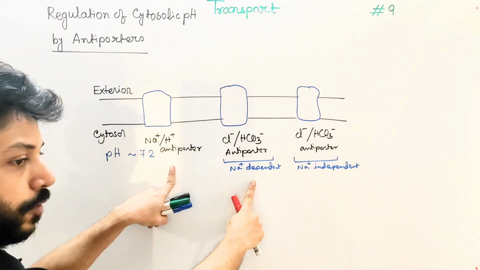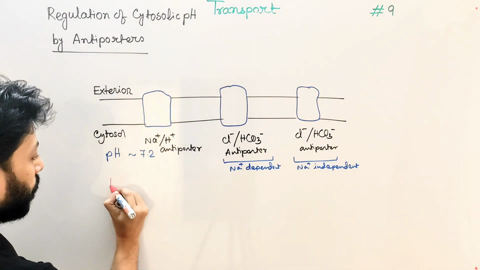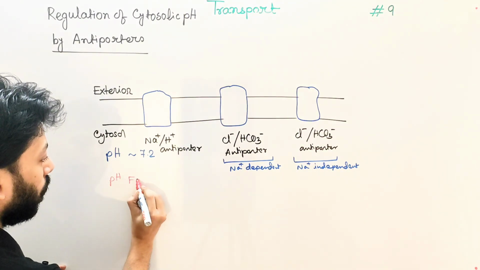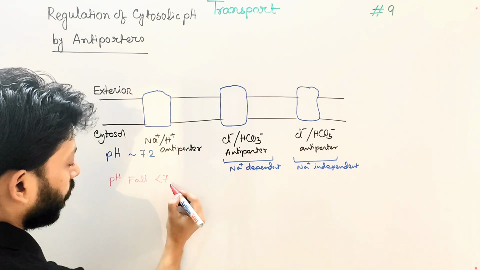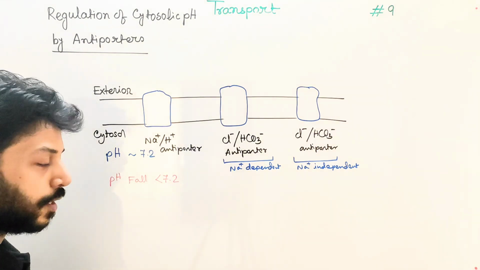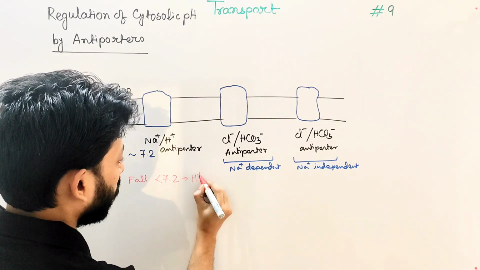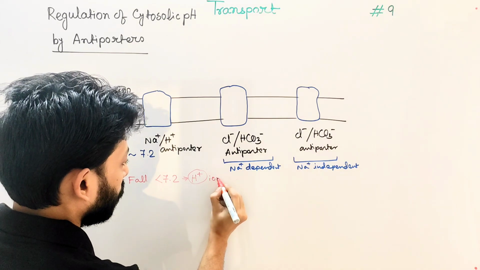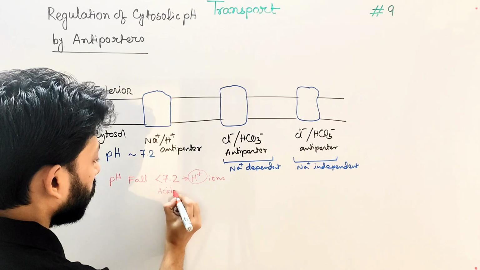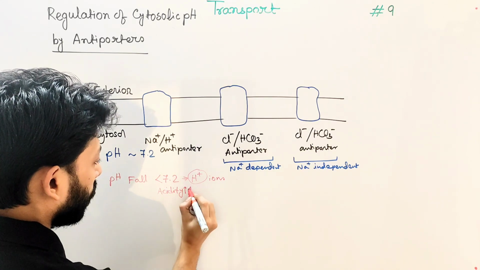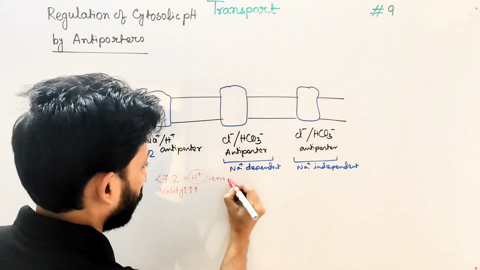Now, the function of these two antiporters increases when the pH of the cytosol actually falls. That means the pH becomes less than 7.2, and that means that there is increase in hydrogen ions. So basically pH fall means acidity of the cytosol increases. That's why H plus ions increase.